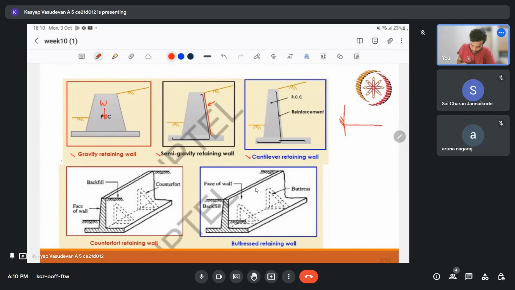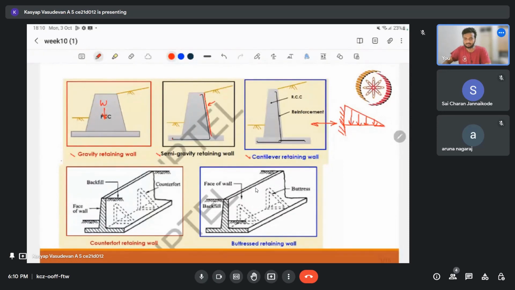If I suppose a beam and its load is like this, a cantilever beam, it's fixed at one end and free at the other end. So this is equivalent to this. So that's why it is called a cantilever retaining wall.